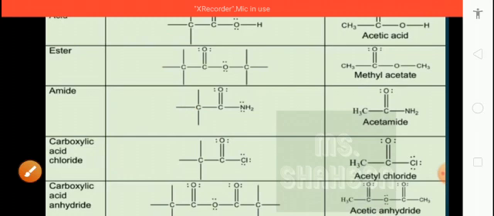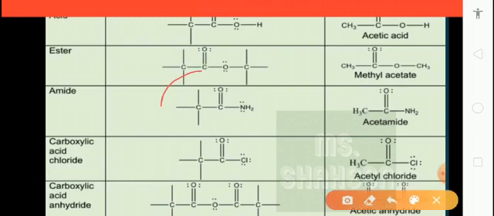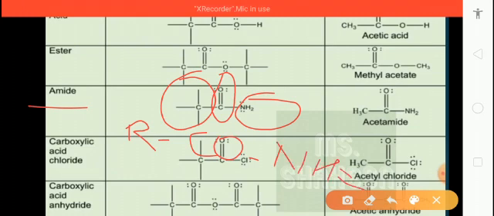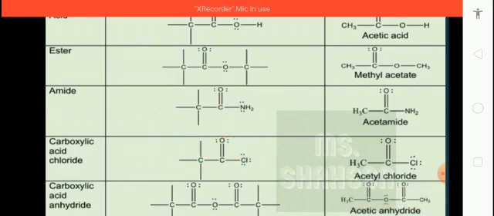Now come to the amide. In amide, first is the alkyl group, in between is the carbonyl, and at the last there is the amine group, which is known as amide. What will be its formula? R CO and NH2. So it is known as amide, and the example given is acetamide.